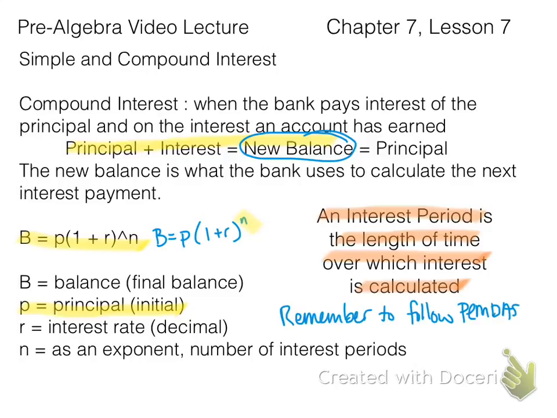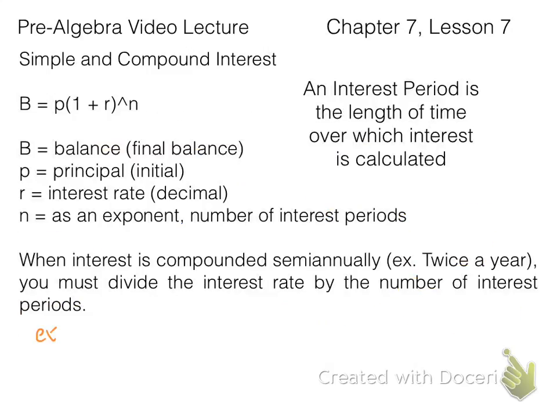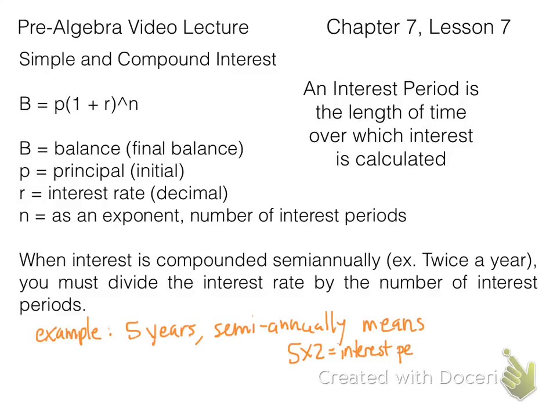Remember to follow PEMDAS. You need to do parentheses, then the exponent, then multiplication. Okay? All right. So, when you're dealing with semi-annual, when the compound is semi-annually, hold on one second.